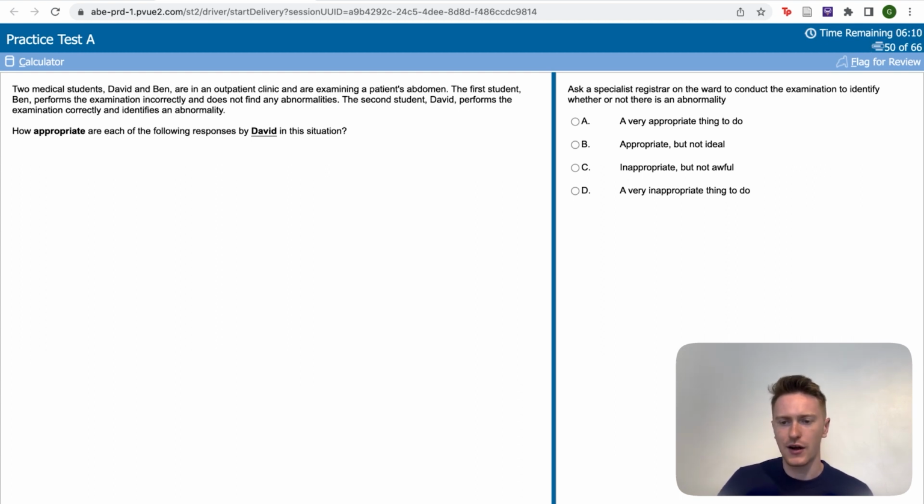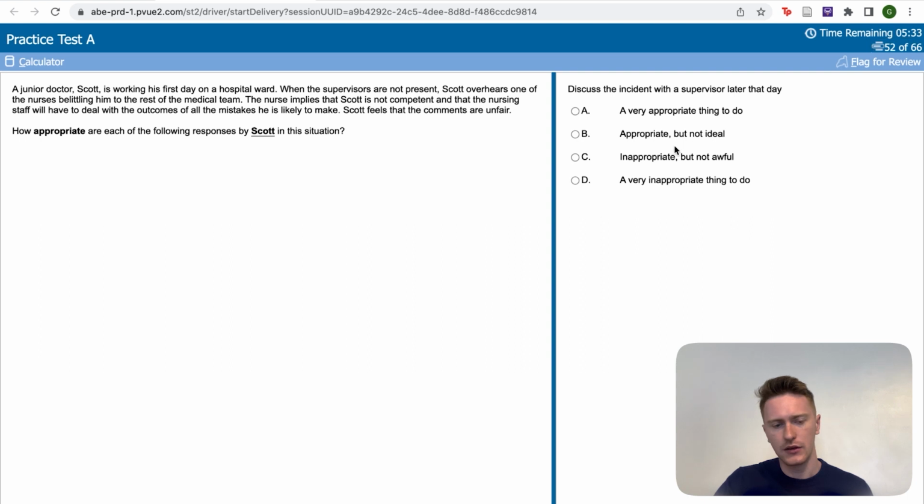Ask a specialist registrar to identify whether or not, get a third opinion. That seems reasonable, very appropriate. Ask the patient if he minds if Ben can re-examine and then show Ben where he thinks the abnormality lies. Yeah, and again, you've just got to think in common sense. If you and your friend approach a patient, you think that they've got a mass, the other friend doesn't think they've got a mass, obviously you would be like, what do you think about this area here? You wouldn't discuss it and afterwards not point it out and then be like, oh, I thought there was something vaguely in this area. You would try and help them by talking through it and showing him. So I think that's very appropriate.